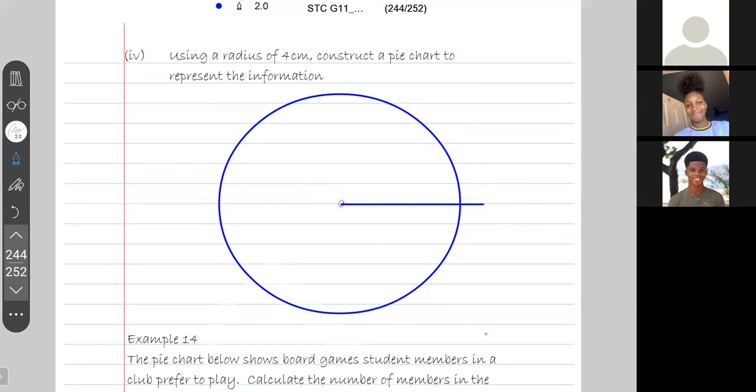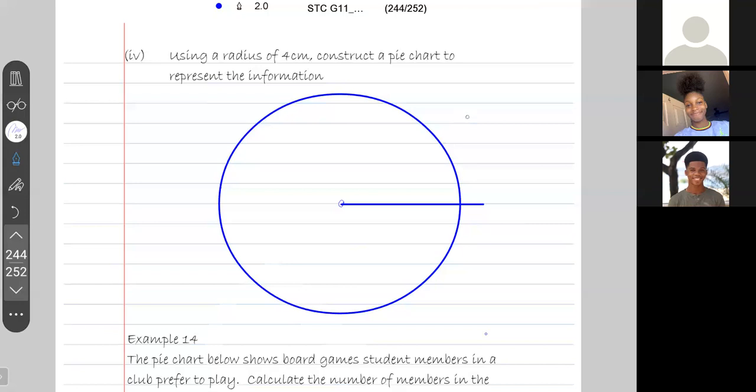So I put my protractor at the center. The center of the protractor goes to the center of the circle. The 0 line on the protractor goes on the last line that I just drew, the radius that I just drew, and I measure off 36 degrees: 10, 20, 30, 35, and this for me is 36.